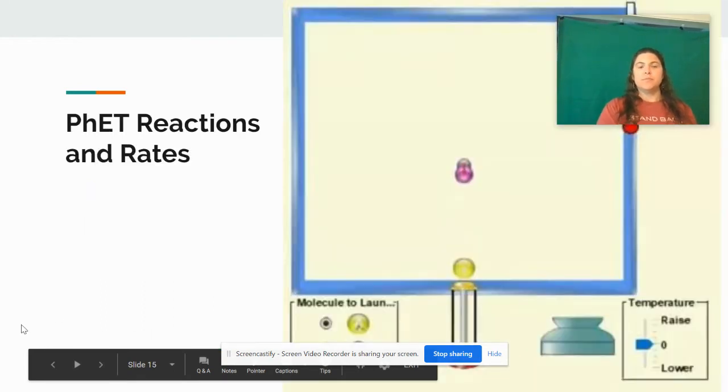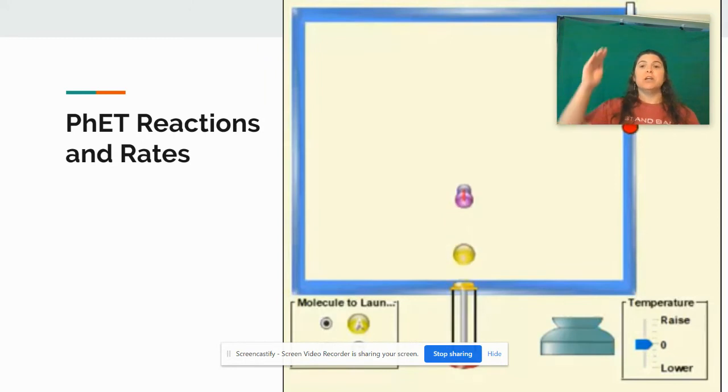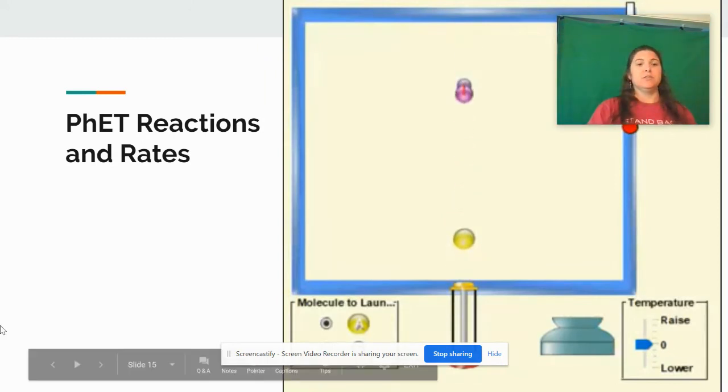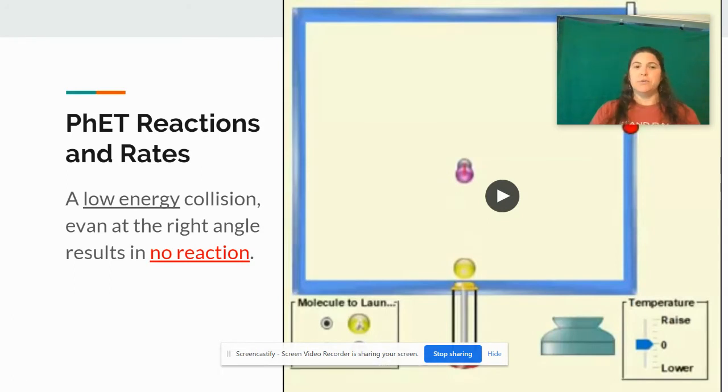So let's take a look at some examples of this. So this first example, and I want to say thank you to University of Colorado Boulder for their amazing PhET simulations. This example shows the atoms hitting each other in the correct orientation, but they don't have enough energy to overcome the activation energy barrier. So a low energy collision, even if it's at the right angle, does not make a reaction.